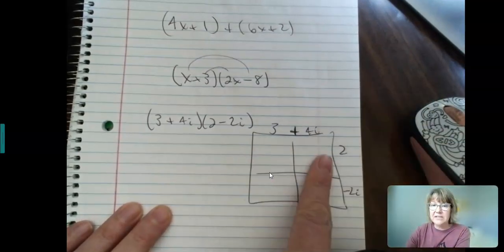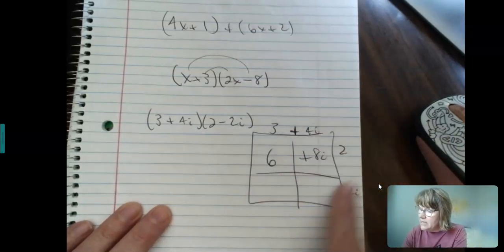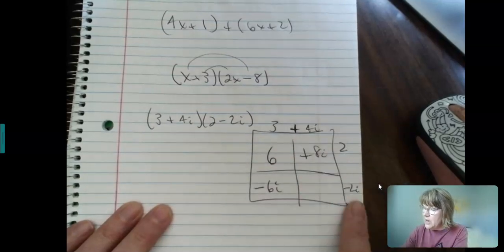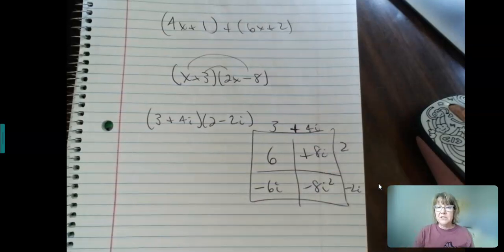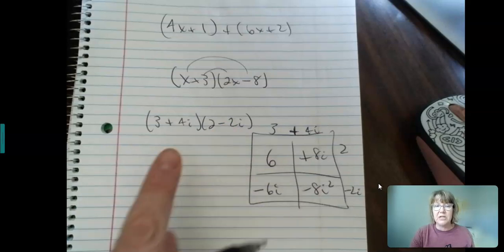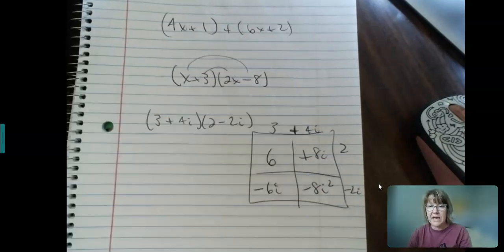All right, so in the box, I get 6. I get a positive 8i. I get a negative 6i. And then here I get a negative 8i squared. Now, the only difference with imaginary numbers is that an imaginary number times another imaginary number has to create another imaginary number, which means it has to be in this form, okay?